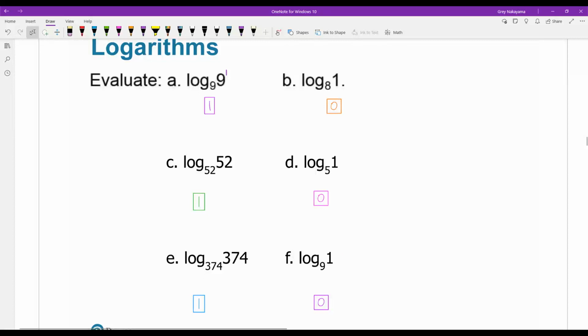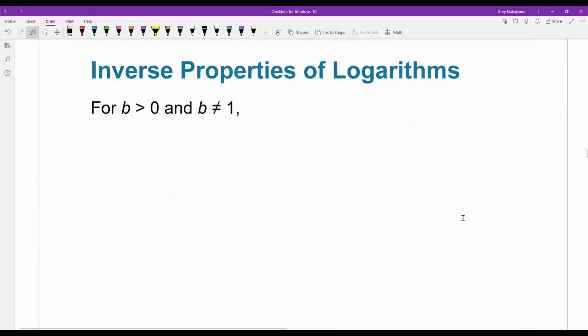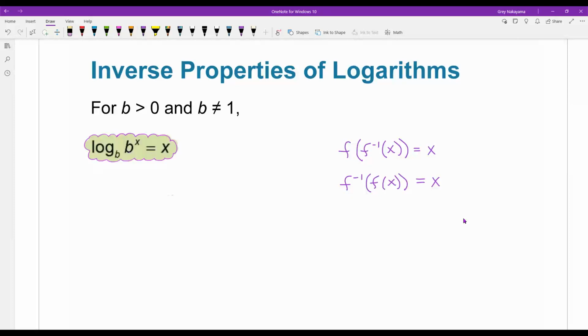Okay, now, I already mentioned to you about inverse properties. So when we compose inverse properties, I know y'all are loving to hear this part, f of f inverse of x is equal to x. And it doesn't matter which one, f inverse of f of x is equal to x. What does that look like in regards to exponents and logs? The first one looks like this.